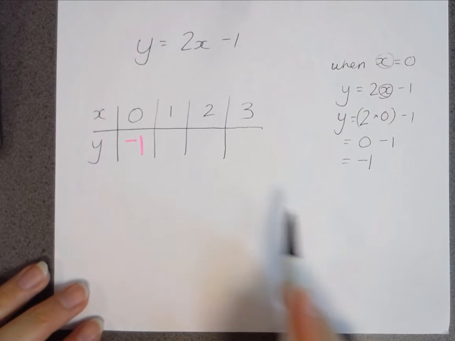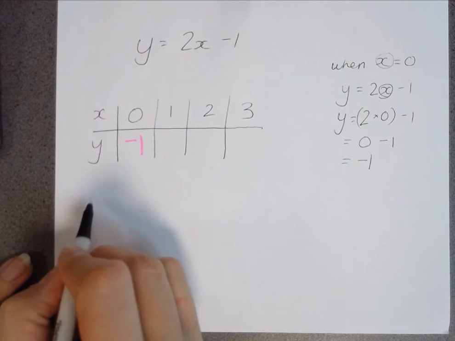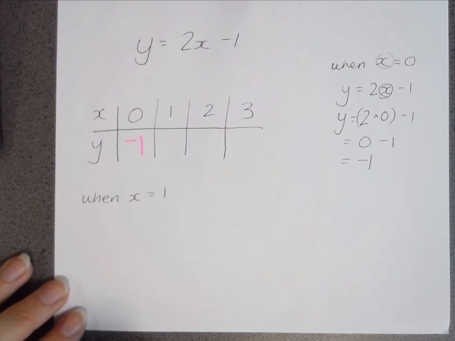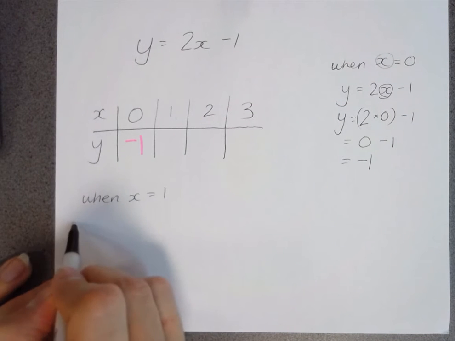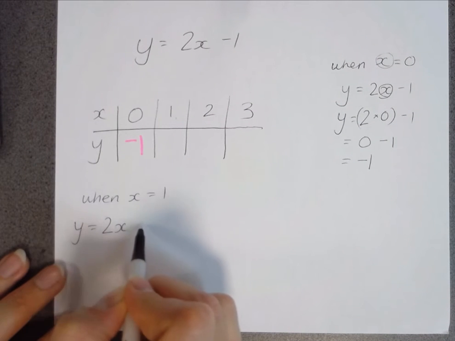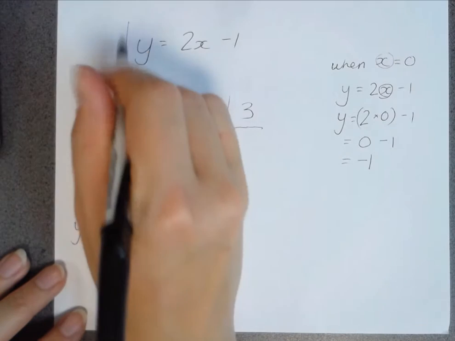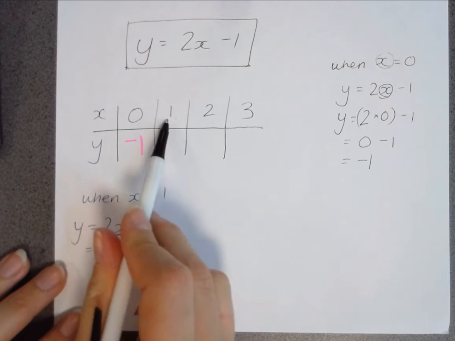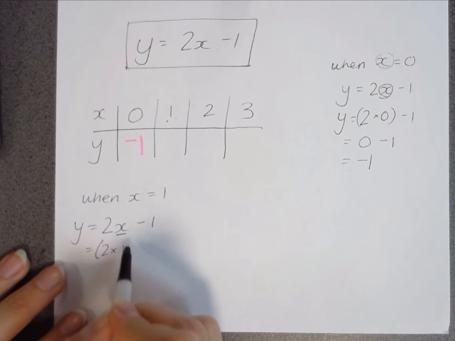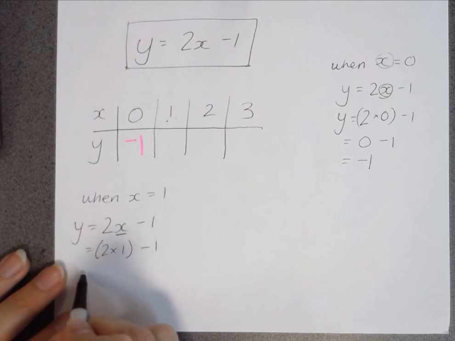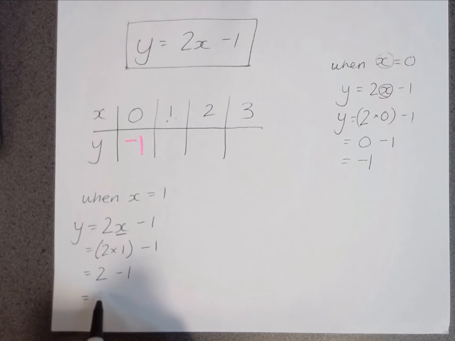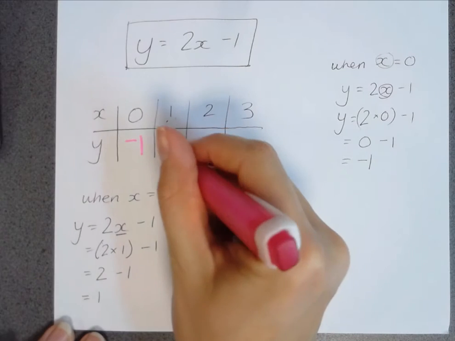We can do that with all our other points. Let's do that over here when x equals 1. When x equals 1, y is always going to equal 2x minus 1 because that's the equation we are working with. So this time, the x value is 1. So 2 times 1 minus 1. 2 times 1 is 2, minus 1. 2 minus 1 is 1. So our y value that sits in here is 1.